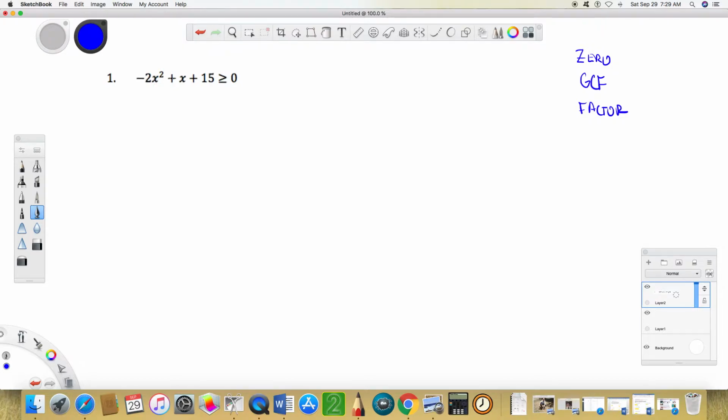I like to work with positive leading coefficients. So I'm going to multiply both sides of this inequality by -1. So I'll have 2x squared minus x minus 15 is less than or equal to 0.